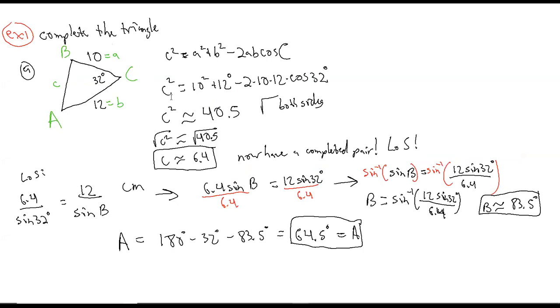If you go back to this one, we got the 10, the 12, and the C was the 6.4. Same thing. All right. So this is kind of an important segue into the next type of examples, which is the side case. So the side case.